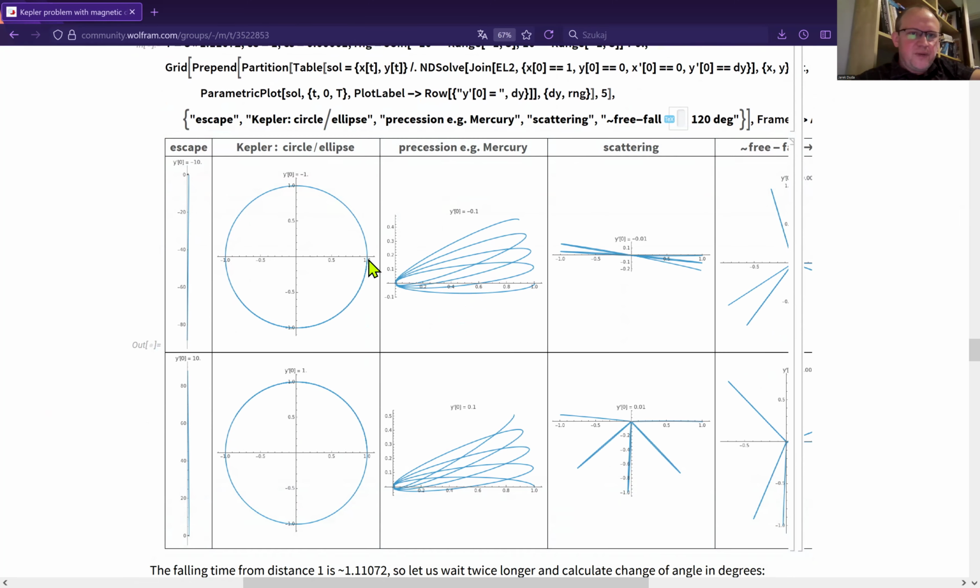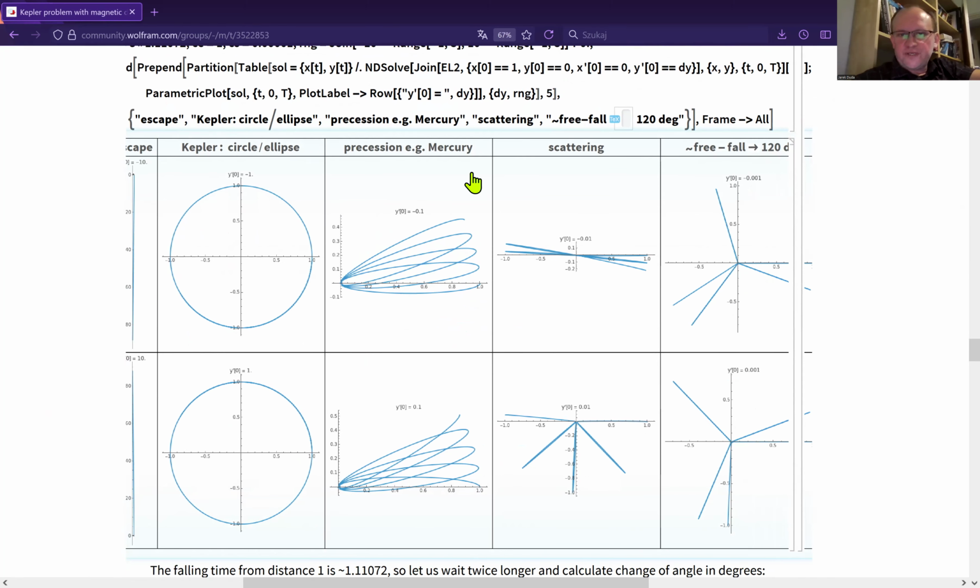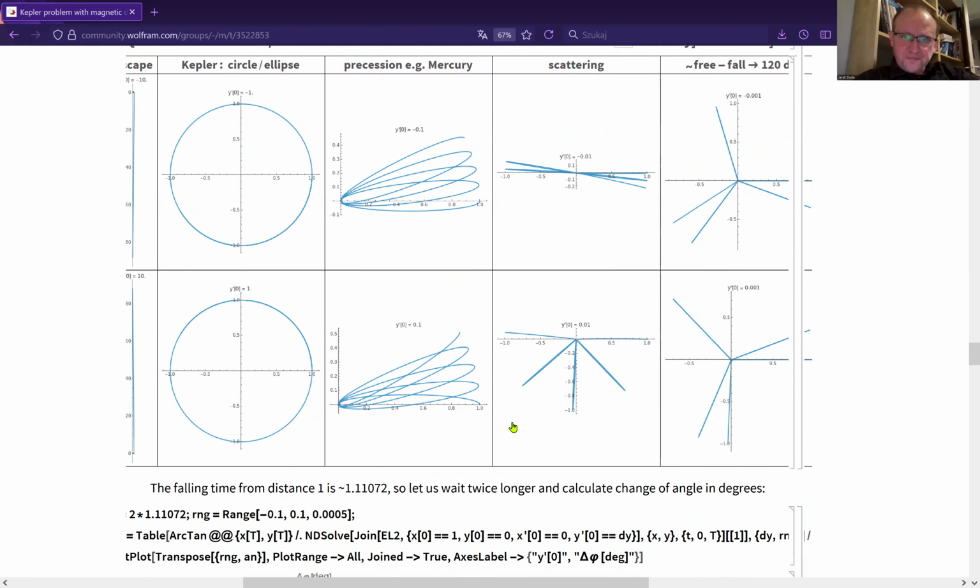So here is +1, -1, so we get this kind of rotation. Here we have +1, this rotation. Here is even larger, 10, -10, +10. So here we have escape. Here we have the Kepler situation, the circular, elliptical orbits. Then we have precession, 0.1. Now we can see that this is like for Mercury, but for Mercury it's many orders of magnitude smaller. We can see this is in one direction, here is the opposite direction. So this is very similar, but slightly different.